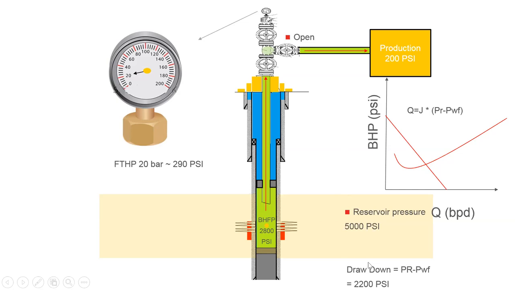The term drawdown describes the differential pressure across the reservoir, the P reservoir minus PWF, or the P reservoir minus the bottom hole flowing pressure. Here, for example, if the static reservoir pressure is 5,000 psi and the flowing bottom hole pressure naturally is 2,800, that means that we are creating 2,200 psi drawdown.